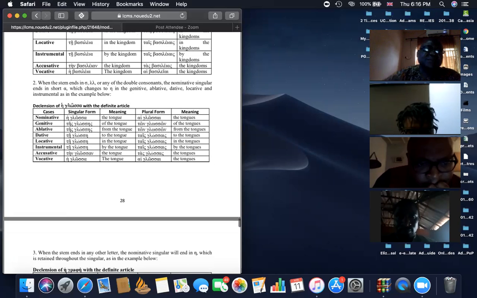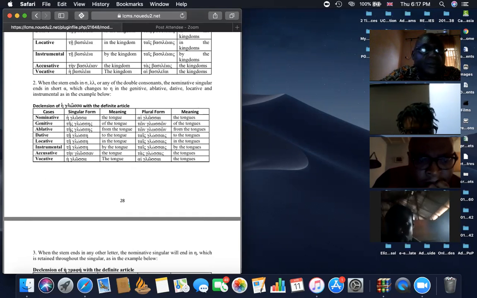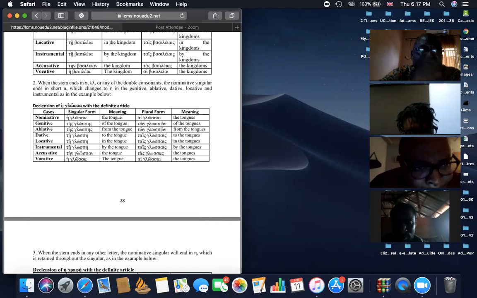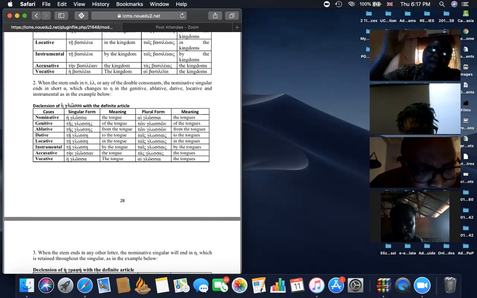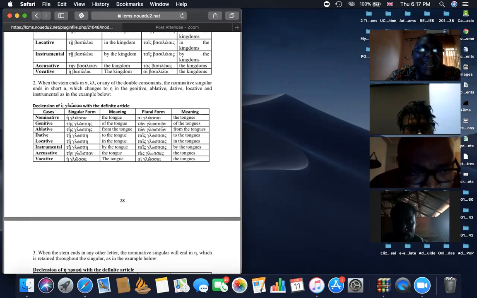Let's go to the second class. When the stem ends in sigma, double lambda, or any of the double consonants, the nominative singular will end in a short alpha, which we now change to eta in the genitive, ablative, dative, locative, and instrumental. So we look at the example glossa. He glossa, tes glosses, te glosse, ten glossan. Did you see the changes and where the changes are? All you need to do is just remove the stem and look at the endings case by case. In the plural, we have hai glossai, ton glosson, tais glossais, and then tas glossas.